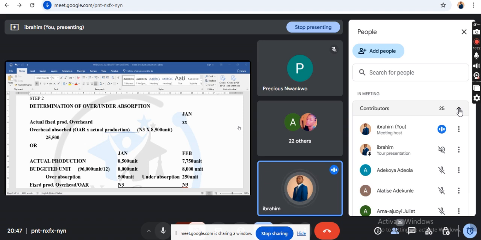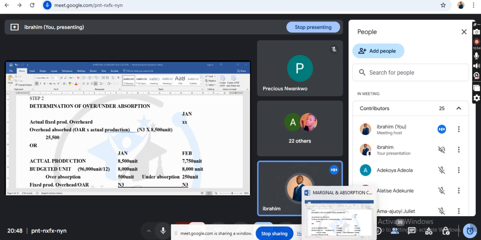Don't forget, in the material, I listed the basis of absorption. It could be on labor hours, it could be on machine hours, it could be on unit, it could be on percent. A company can absorb their overhead on different bases. You multiply it by the actual production, and I've explained the reason why you multiply by the actual production in our previous lecture. And that is it.